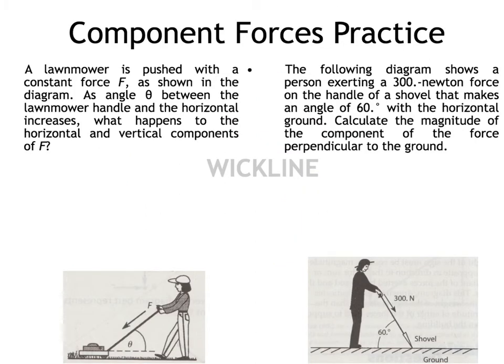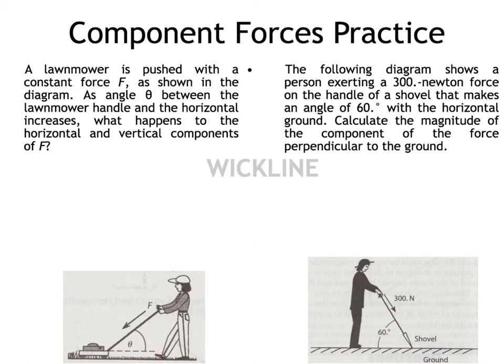Okay, so I have two questions here that'll help us practice these concepts. The first one is basically that you're a person and you're pushing a lawnmower. But what happens when you change this angle? So like what happens to the horizontal component? What happens to the vertical component as this angle changes, as it goes up or as it goes down? That'll have different effects on the components. Now, in short, if I move this handle down towards the ground and push with the same force, it'll actually be a stronger horizontal component, and it'll be a weaker vertical component.